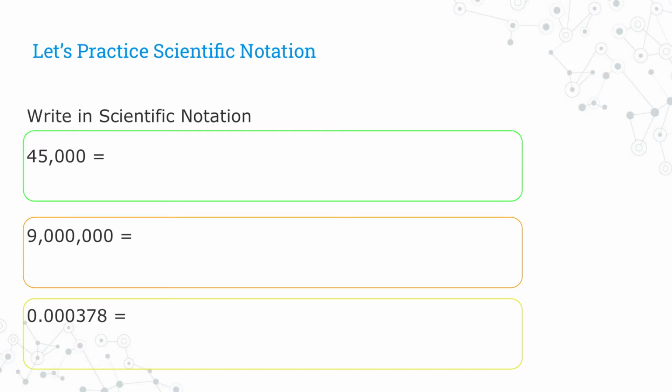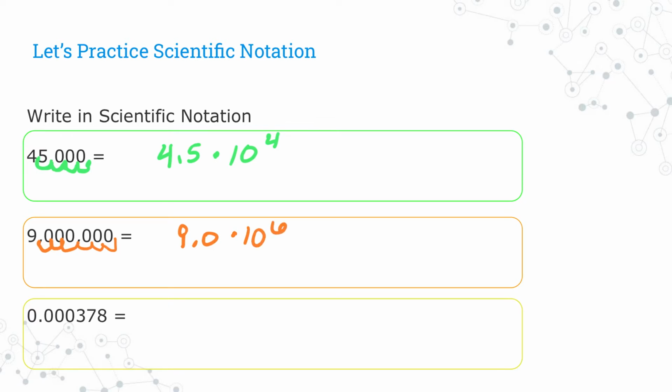Now we need to write these numbers in scientific notation. For 45,000, my imaginary decimal is here. 1, 2, 3, 4, so 4.5 times 10, and I moved it to go from standard to scientific. It's a bigger number, so it's going to be a positive exponent. I moved it 1, 2, 3, 4, so 10 to the 4th. For the next one, I have 9 million, so I'm going to go 1, 2, 3, 4, 5, 6. So 9.0 times 10 to the 6th.